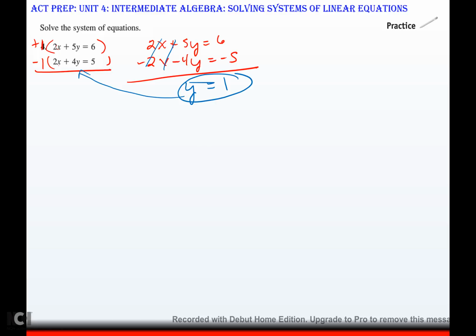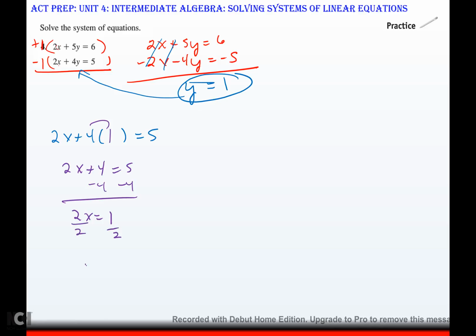All right, so now I'm going to substitute it in. So I have 2x plus 4 blank equals 5. I'm going to put 1 in the blank. So I have 2x plus 4 equals 5. Take away 4. 2x equals 1. Divide by 2. x equals 1/2. My solution is 1/2 comma 1. And again, I checked the answer and he just wrote it as a decimal instead of a fraction.